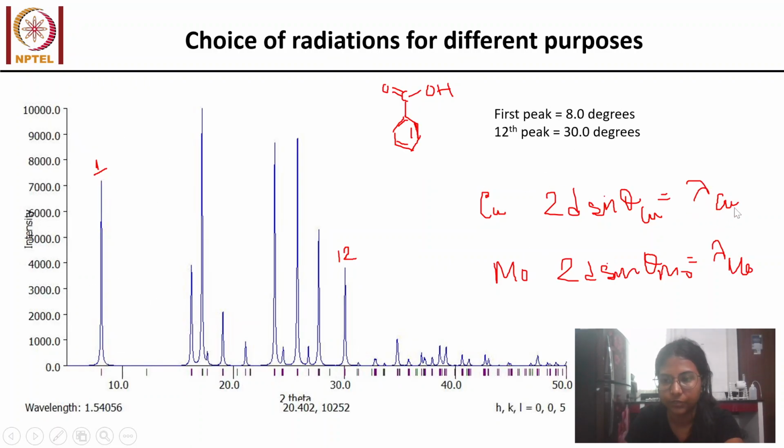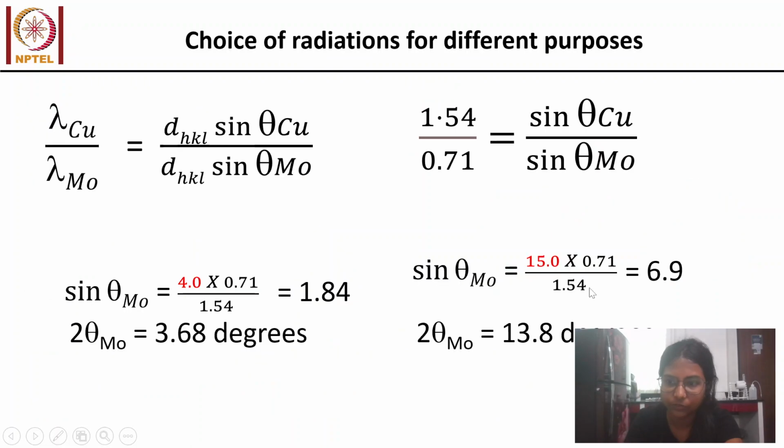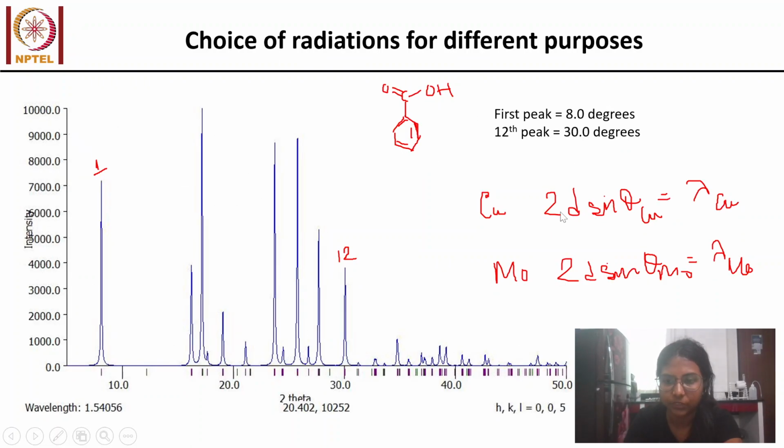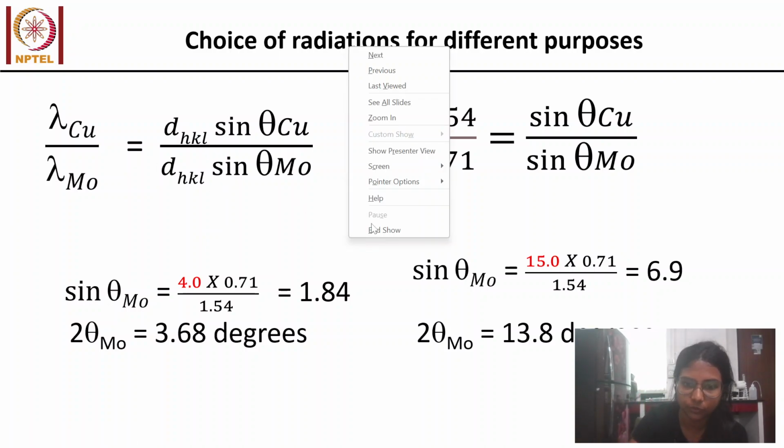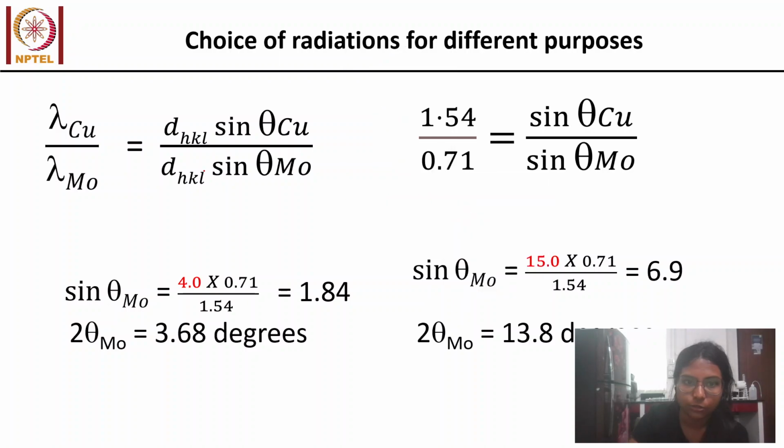So the wavelength of copper divided by the wavelength of molybdenum will give me this. The 2 and 2 will cancel out, the interplanar distances are written here, then sine theta of copper divided by sine theta of moly. Now we will put in the values of the wavelengths of copper and molybdenum: 1.54 for copper, 0.71 for molybdenum, and since the interplanar spacing will be the same, these two will cancel. If these two cancel out, then we will arrive here.